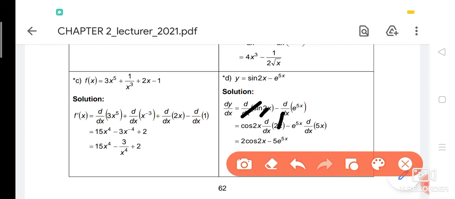So the formula for exponential function adalah we need to copy e to the power 5x. Next adalah differentiate kuasa tu kan. So differentiate 5x. Differentiate 2x adalah 2, that's why dia dapat 2 cos 2x. And here differentiate 5x dapat 5, that's why dia dapat 5e to the power 5x.